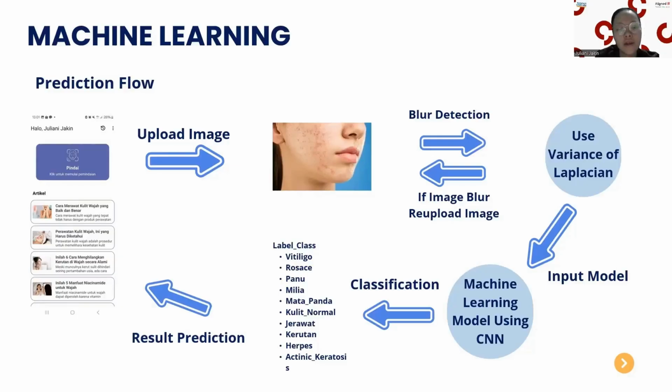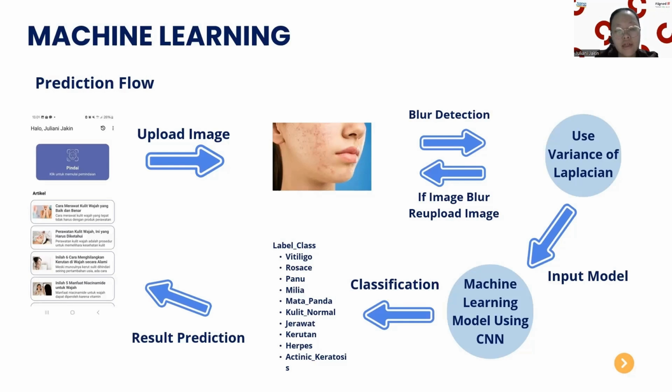This is our prediction flow. First, we upload an image. You can either upload an existing image from your gallery or take a new picture using your camera. To ensure the best possible result, the app analyzes the image for blurriness using the variance of Laplacian method. If the image is blurry, you will be prompted to retake a clearer picture.